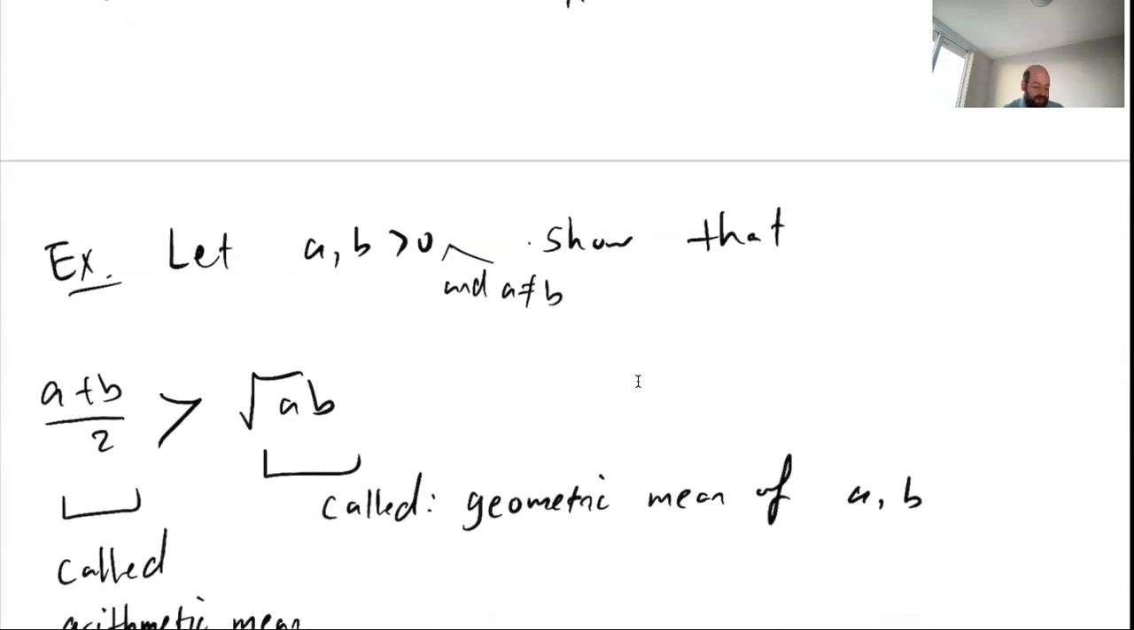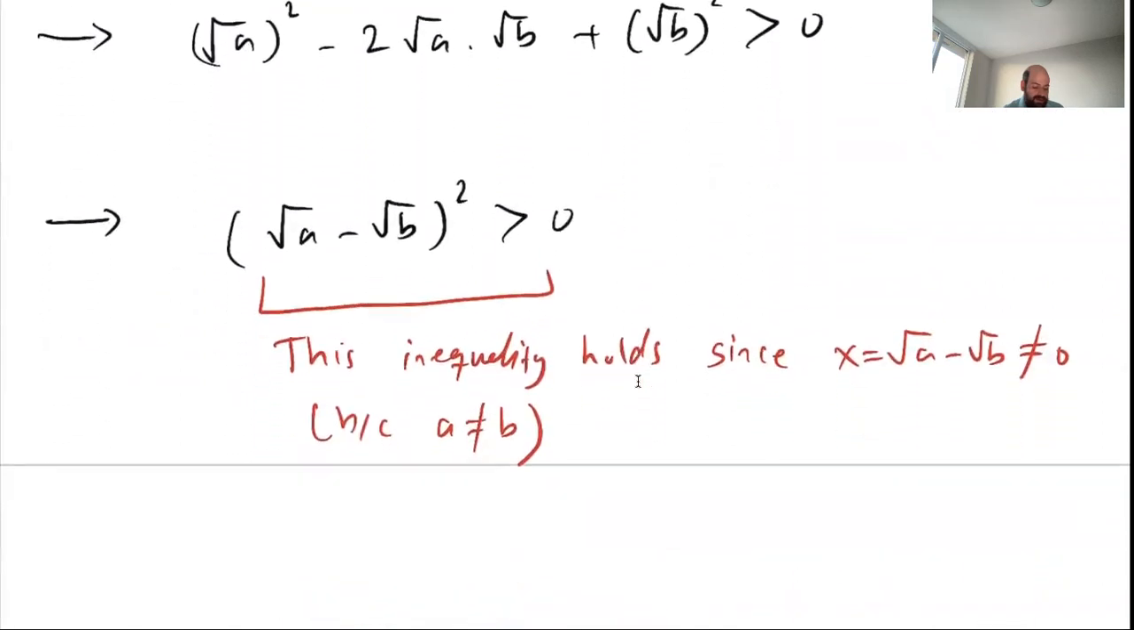because if a is equal to b, then this number here could become 0, and 0 squared is not bigger than 0. It's just bigger than or equal to 0. But because I want the inequality to be strict, this number on the left-hand side has to be non-zero, and it will be non-zero if root a and root b are not equal, meaning that if a and b are not equal. So that's why I added the assumption a not equal to b, so that this inequality holds. So this inequality holds since x equals this, not equal to 0.